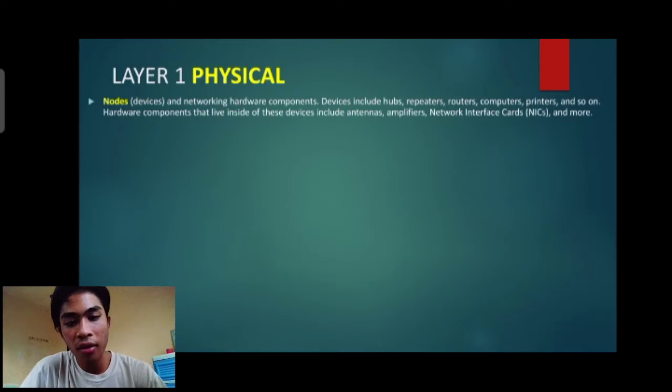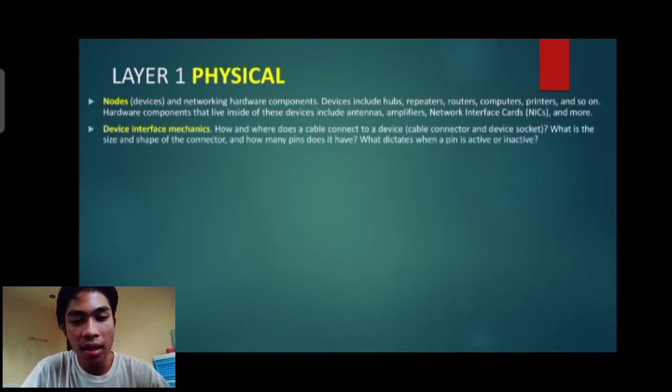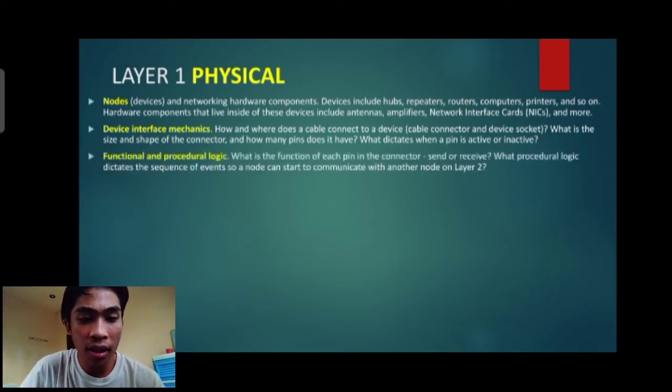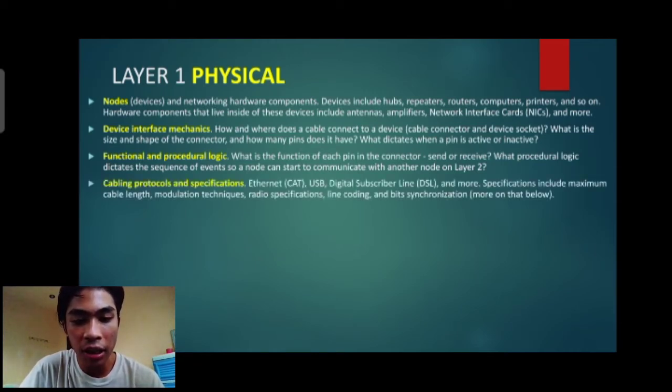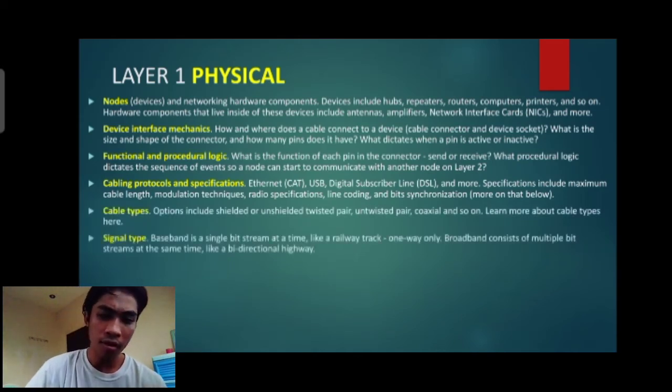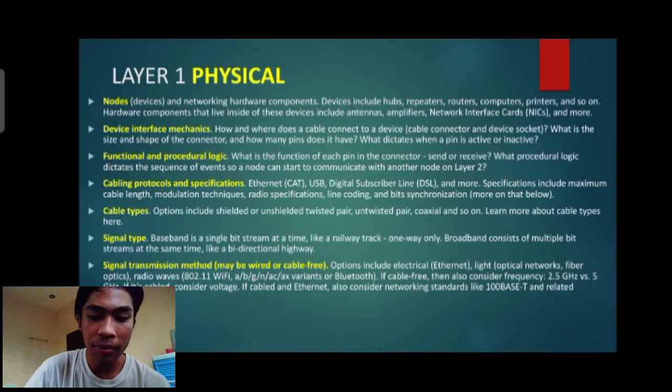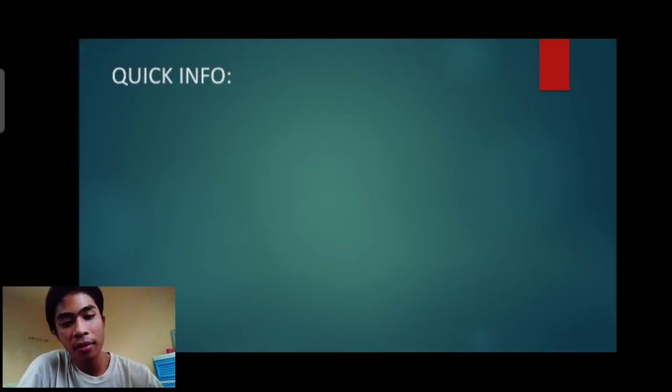So in the physical layer, there are nodes, there are device interface mechanics. Right? How and where does a cable connect to? Nodes, we already talked about what nodes is, right? And the functional and procedural logic, that is the protocol. We have already cabling protocol and specification, cable type, on how you will connect the two or multiple computers together, signal type, and signal transmission method, maybe wired or cable free. It's either way. So that's what we have in the first layer, the physical layer.